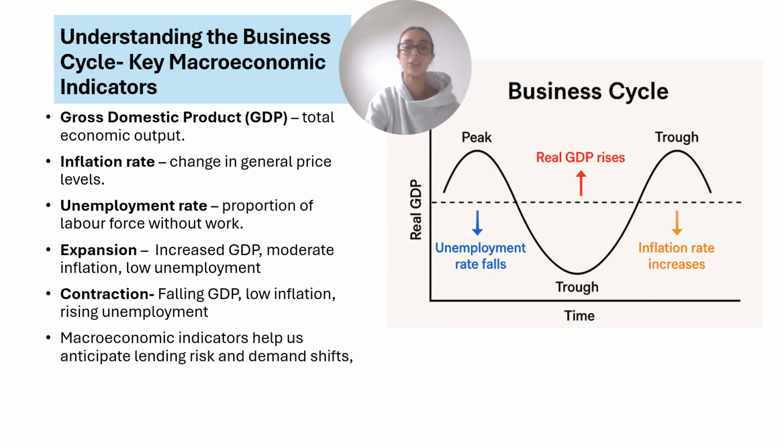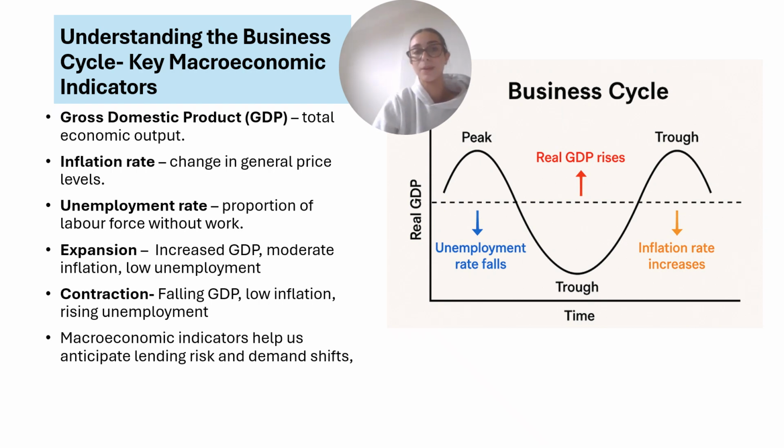Second, inflation. This is the rate at which prices for goods and services increase. Measured by the Consumer Price Index, inflation reflects the cost of living. Moderate inflation around 2 to 3% is considered healthy, but high inflation erodes real incomes and destabilizes monetary policy. A deflationary period, on the other hand, may discourage spending and investment.